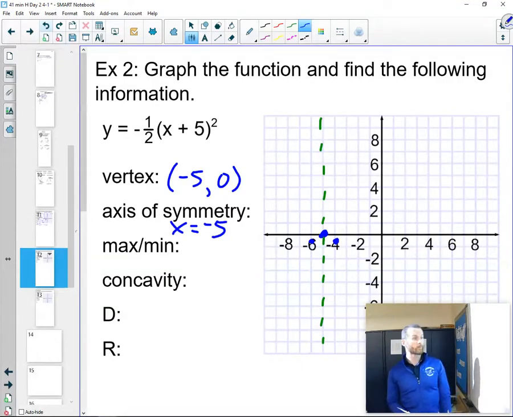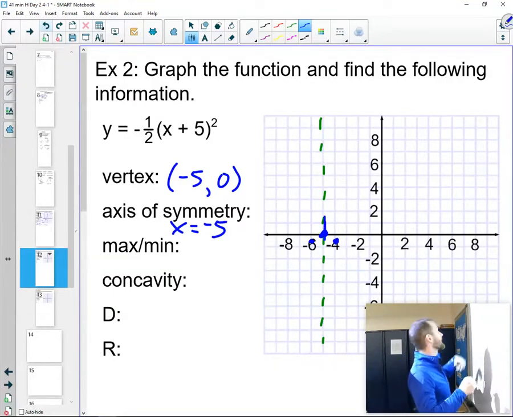Now, to find a third point, we just plug in an x value. So we just did x equals -5, x equals -4.